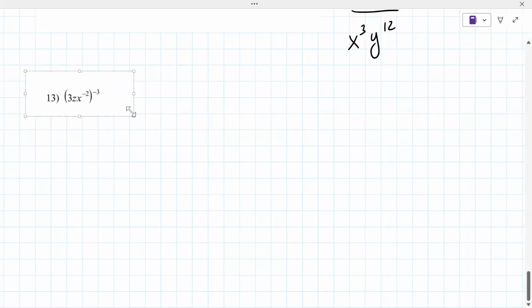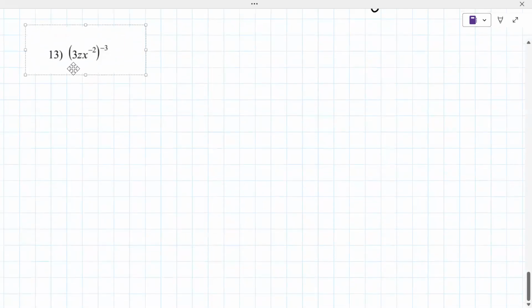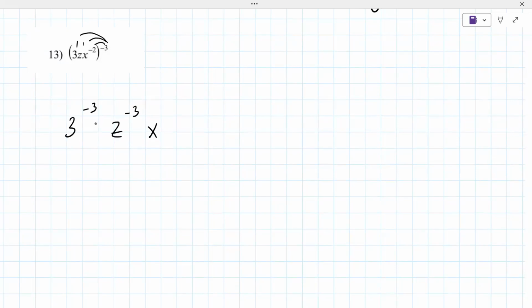All right. What is the exponent above 3? 1. Same with the z. So it's negative 3 goes to each of those. So it's 3 to the negative 3 power, z to the negative 3 power, x to the 6 power. Is that okay so far?